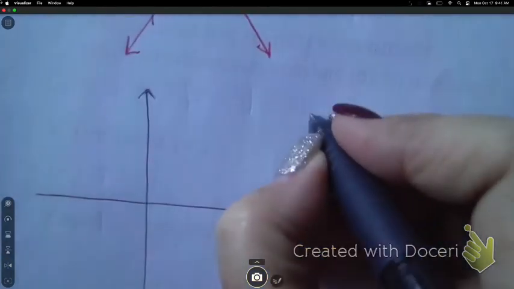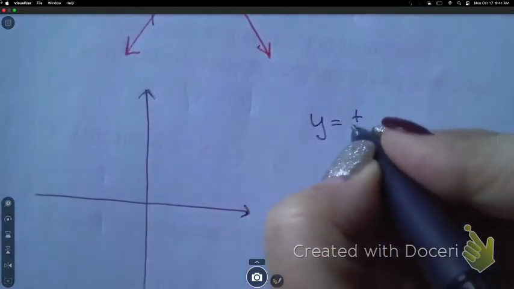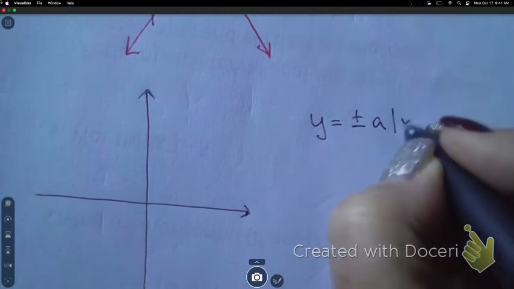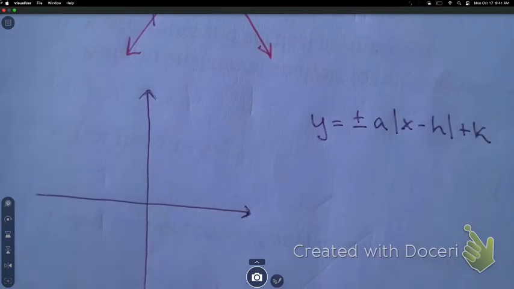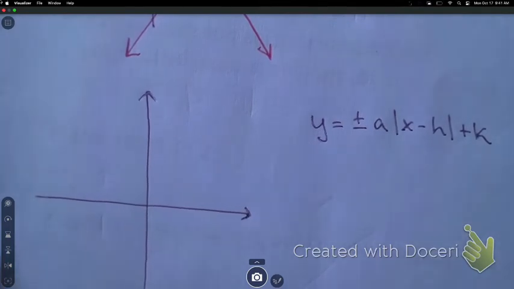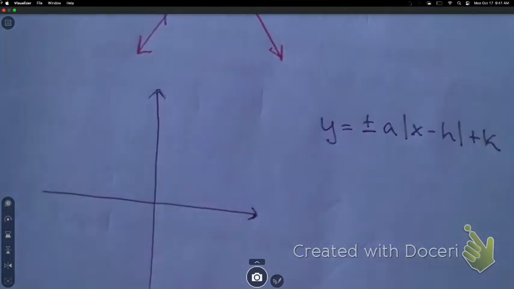So we're still using y equals plus or minus a, x minus h, plus k. We're still using that, okay? Yep. I'm gonna do one more.